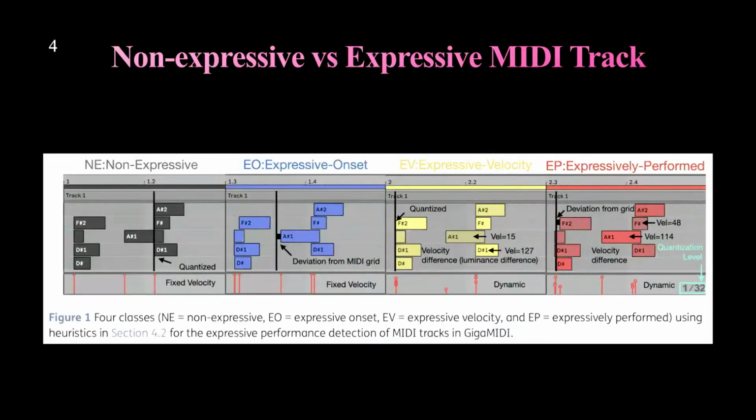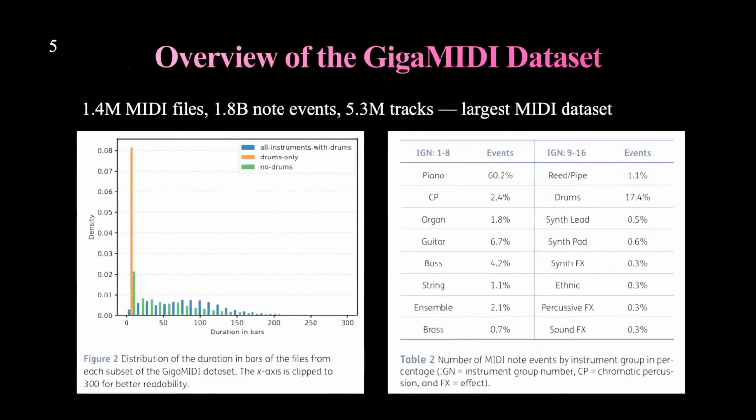Figure 1 illustrates our 4 categories: non-expressive, expressive onset, expressive velocity, and expressively performed. Non-expressive tracks are quantized and flat, while expressive tracks show microtiming and velocity variations. These distinctions form the basis for our detection heuristics.